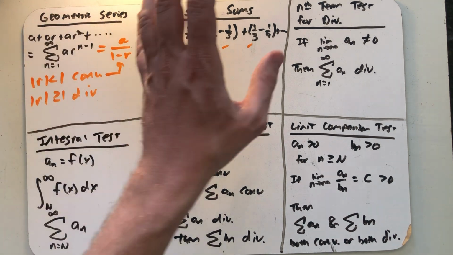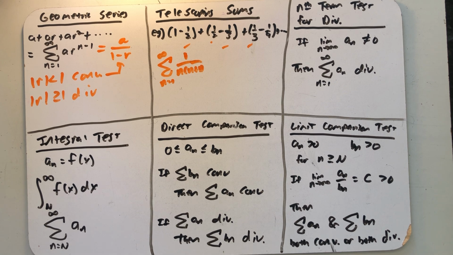Like the geometric series, the telescoping sums, if I notice one, I can not only tell you that it converges, I can find what it converges to. And that's kind of the best thing ever, when we can actually find the value a series converges to.